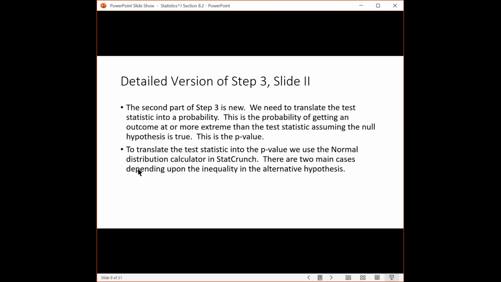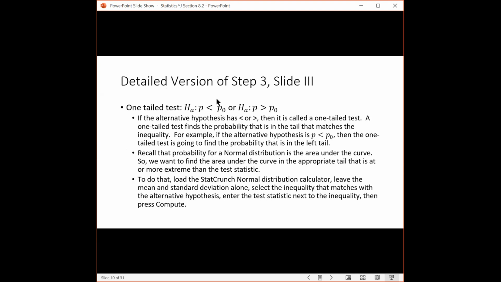There are 2 main cases that we need to look at depending upon the type of inequality that is used in the alternative hypothesis. One is called a one-tailed test. This is where we have just less than or just greater than in our alternative hypothesis. A one-tailed test finds the probability that is in the tail that matches with the inequality. For example, if the alternative hypothesis is p is less than p naught, then the one-tailed test is going to find the probability that is in the left tail.